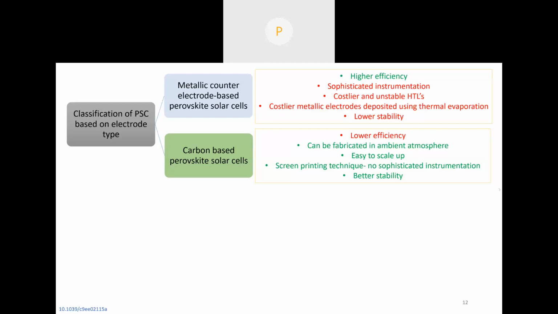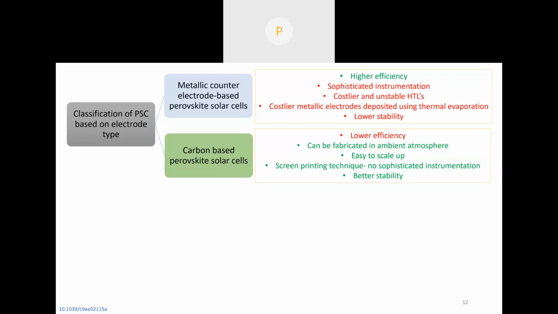Also in this, you make use of a hole transporting layer like spiro-OMeTAD and others. Their cost is equivalent to gold, so they are very costly materials and unstable also. And the metal electrodes we generally deposit by thermal evaporation, which is also sophisticated instrumentation requiring loads of electricity, and the solar cells have lower stability and are very sensitive to moisture.